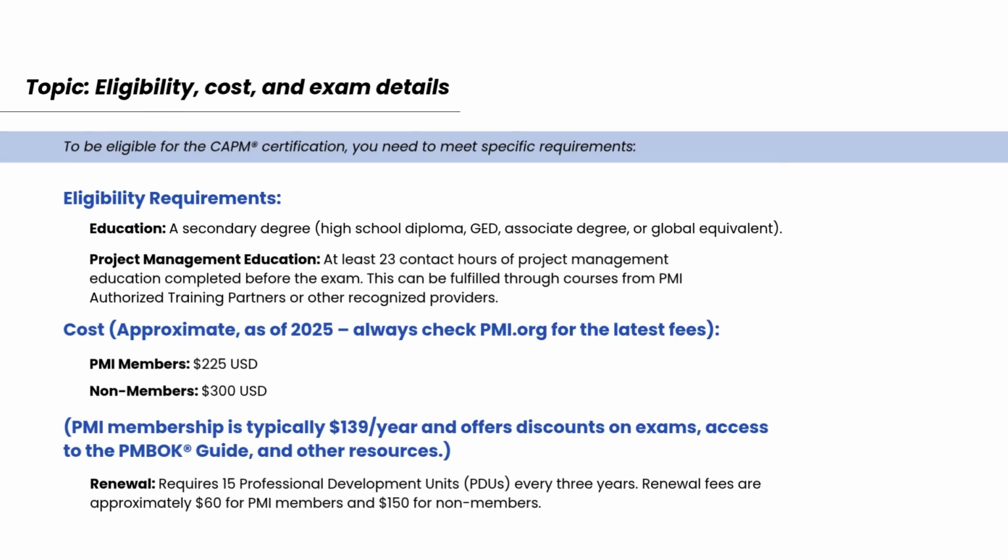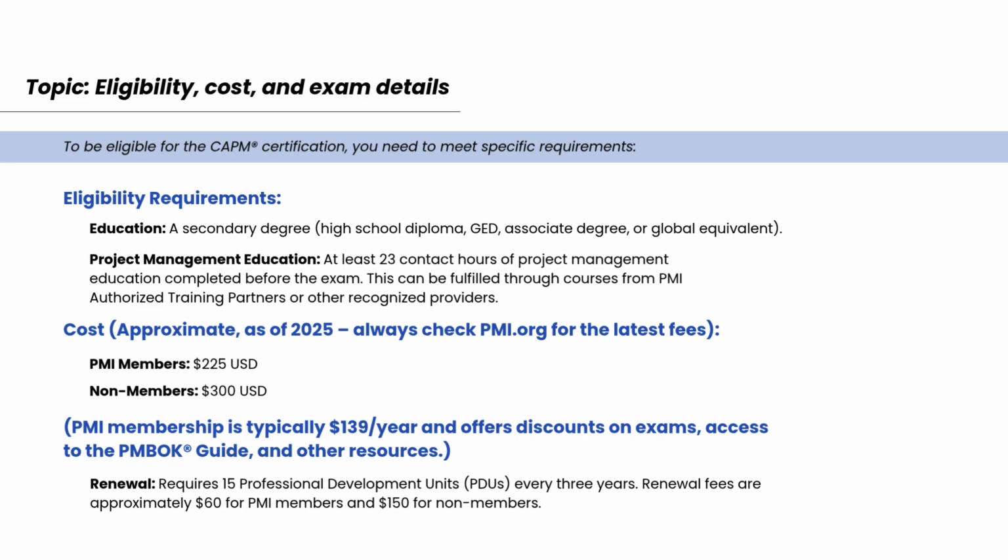Let's understand the eligibility, cost, and exam details for the CAPM certification. To be eligible, candidates need two main things. 1. Education, a secondary degree, which means a high school diploma, GED, associate degree, or a global equivalent. 2. Project management education. You must complete at least 23 contact hours of project management education before taking the exam. These hours can be obtained through PMI-authorized training partners or any recognized provider.